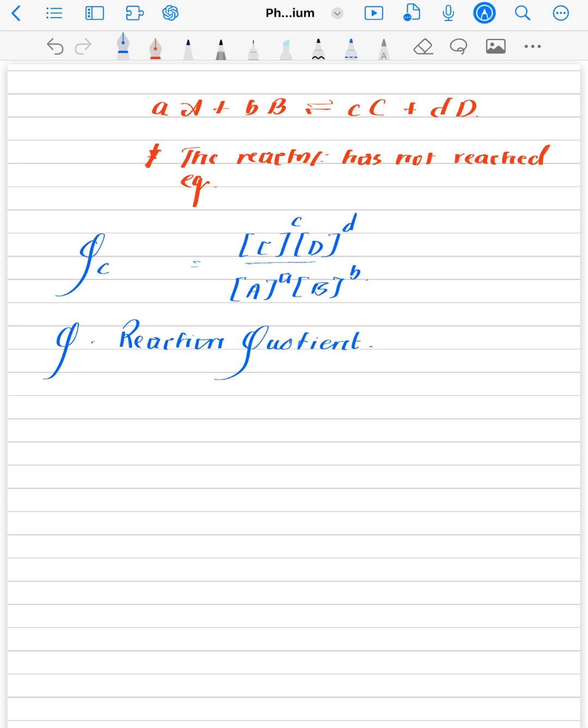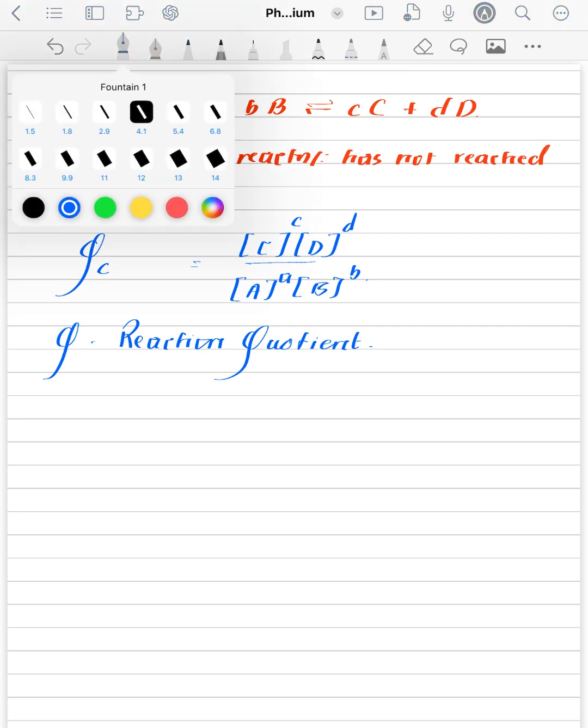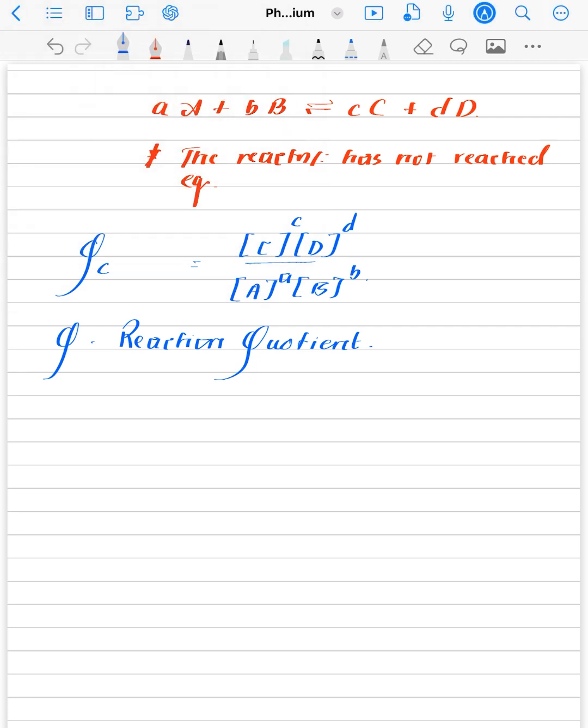Now what exactly is the use? Here three conditions will arise. By any chance, when you are checking the value of Qc, please do note these are the important points. If the value of Qc becomes equal to Kc, if the values do match, then in such conditions we will say that yes, the reactions are in equilibrium.